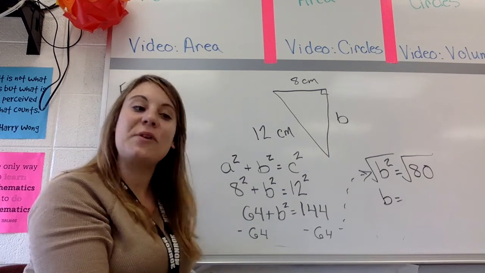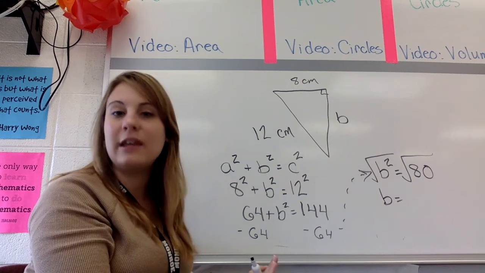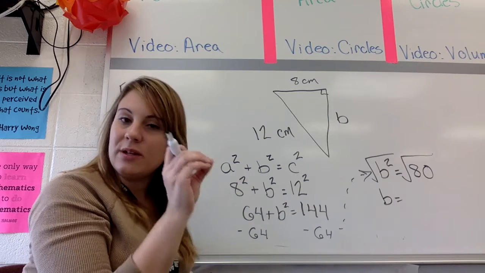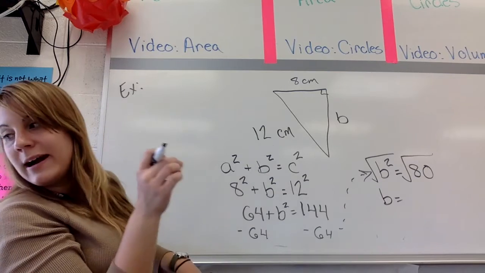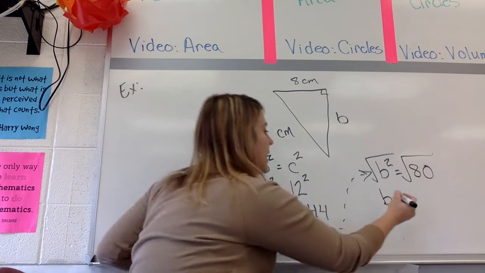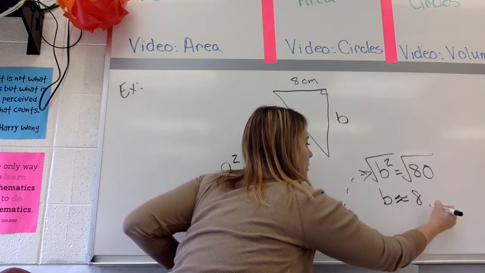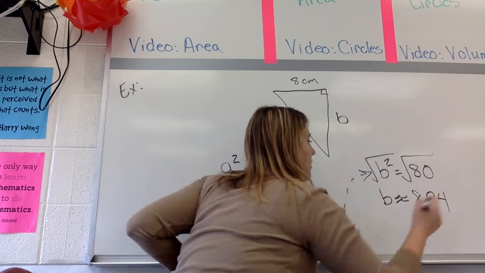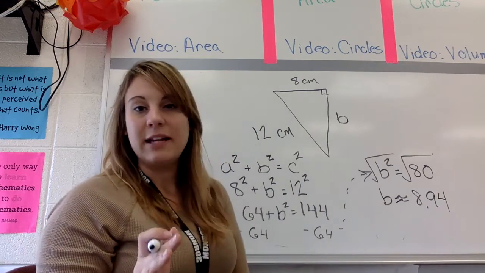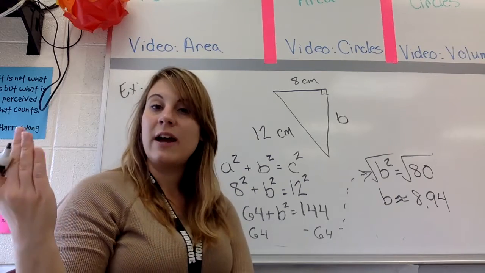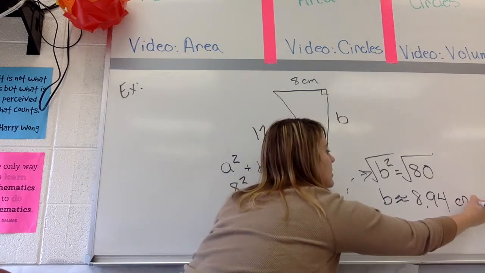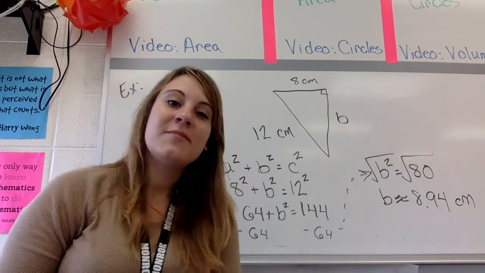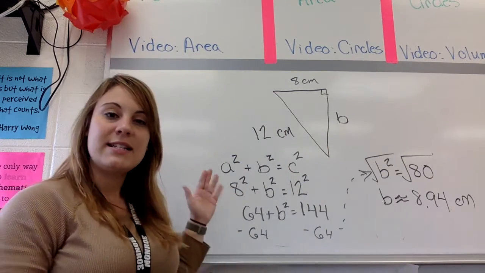All right, that one doesn't work out so well, so you're going to need to use a calculator for this. All right, but you would find the square root of 80 on your calculator, and it should come out to approximately 8.94. All right, roughly rounded a little bit. All right, and then do not forget your units. This triangle was measured in centimeters.